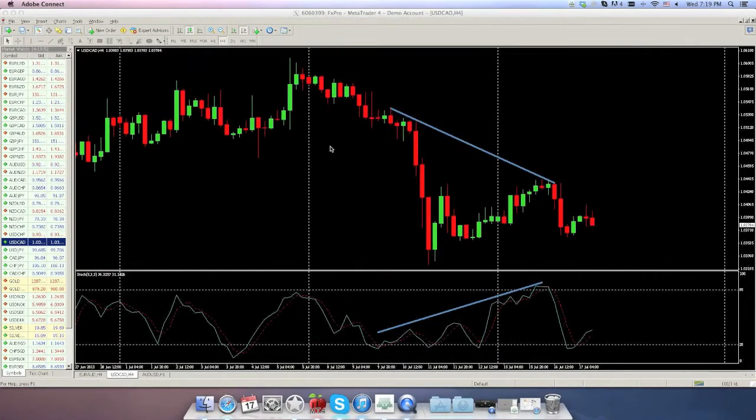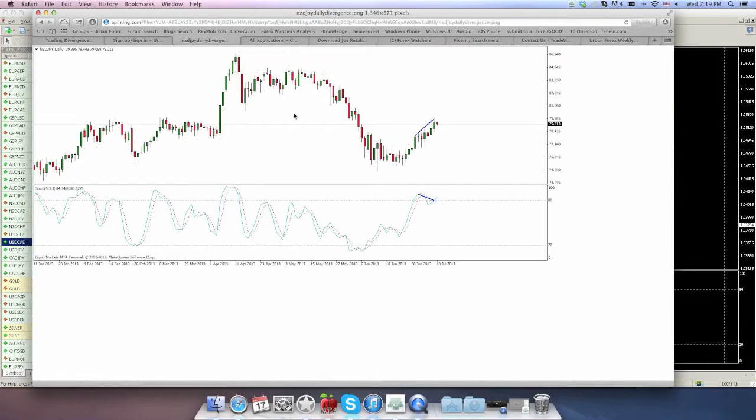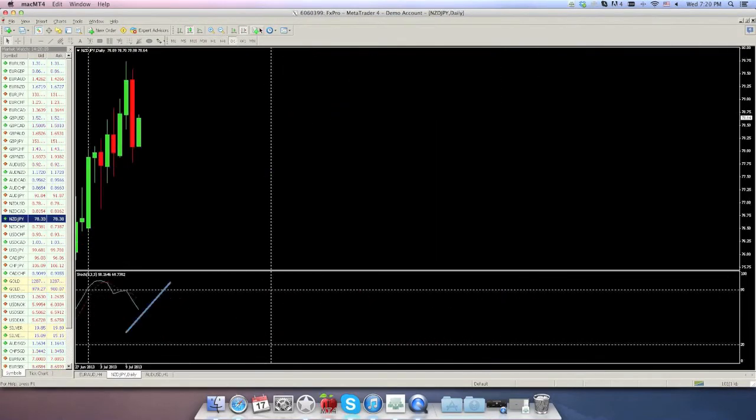Going back to the other one that we had, we got New Zealand dollar Japanese yen on the daily side. Let's take a look at that one. What do we have on New Zealand dollar Japanese yen? New Zealand yen daily charts.